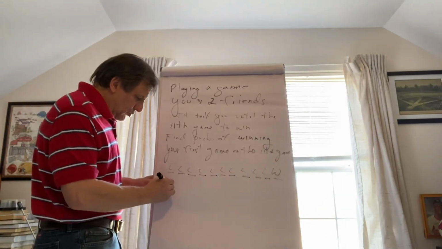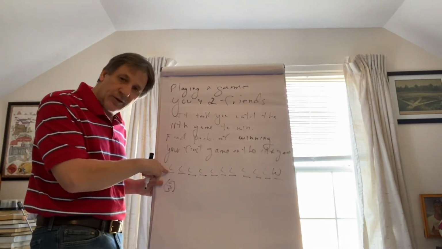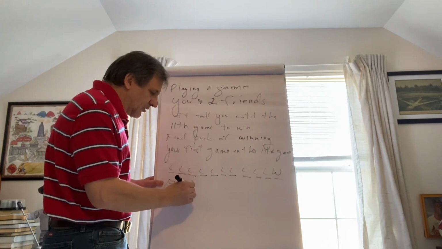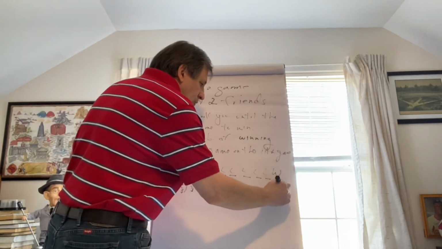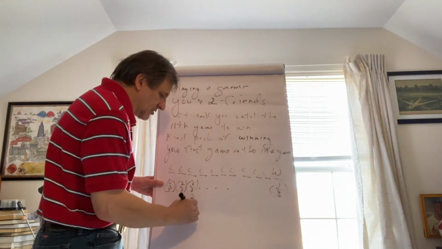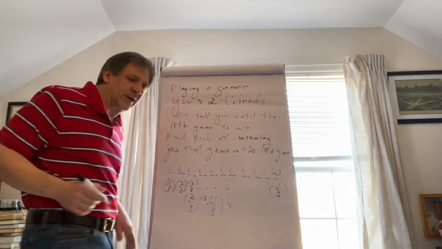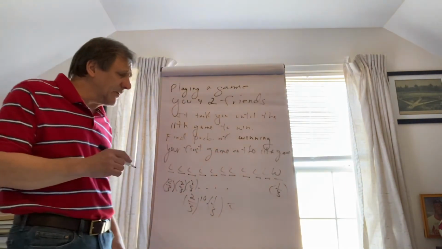What do you do here? Real easy. 2/3, because you have a 2 out of 3 chance of losing, don't you? 2/3 times 2/3, etcetera, times 1/3. So that's 2/3 to the 10th power times 1/3. Multiply that out. Everybody can do that, and you get the answer.